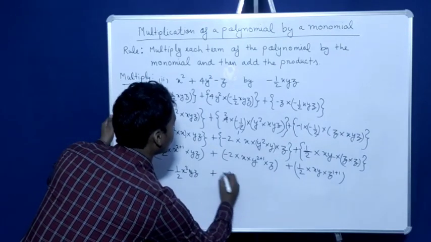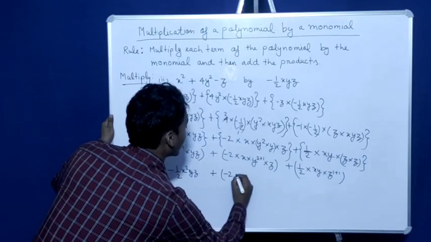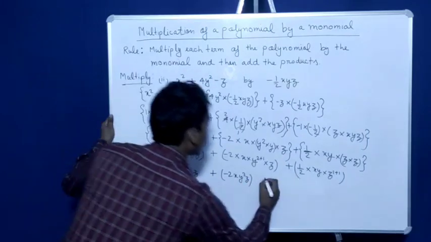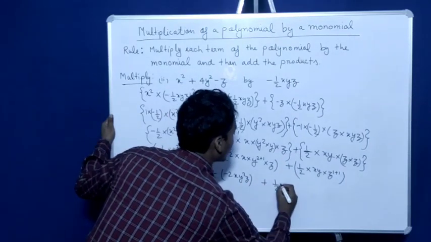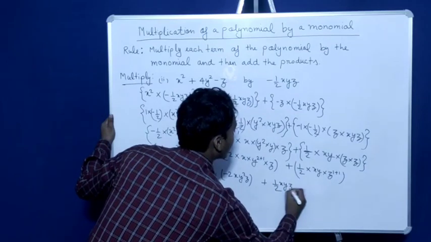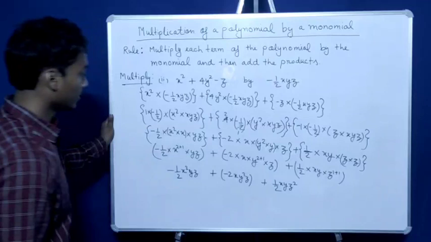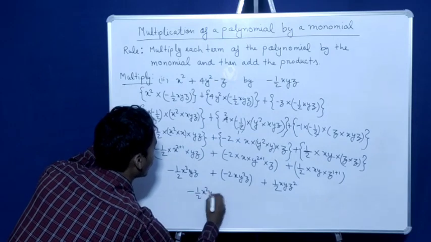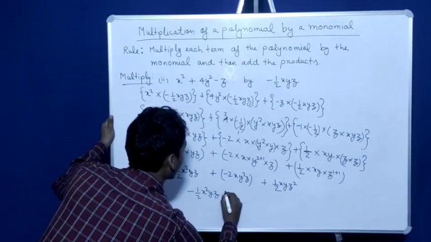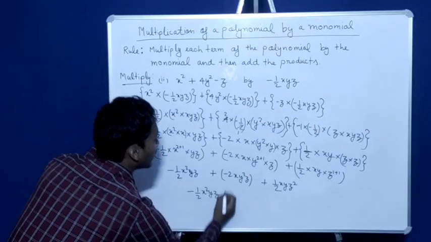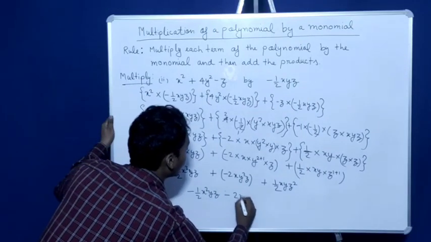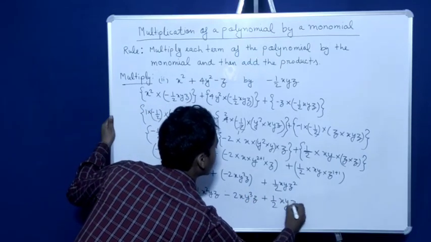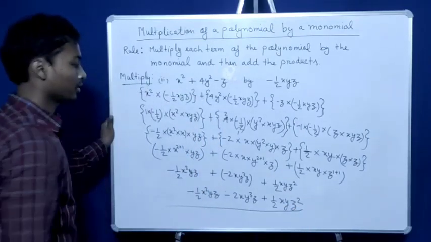plus negative 2 x y raised to the power 3 means y cube, and then z plus 1 by 2 x y and z raised to the power 2. Now we can further simplify, so it will become negative 1 by 2 x cube y z plus minus will become what? Positive and negative will give you negative, so negative 2x y cube z plus 1 by 2x y z square. So this will be the answer.